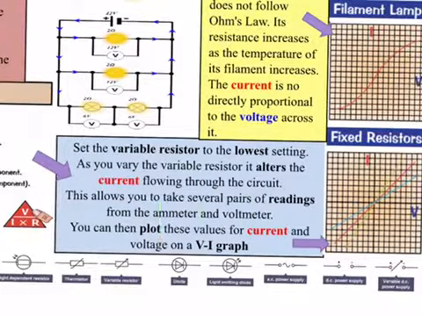This allows you to take several pairs of readings from the ammeter and voltmeter. You can then plot them for current and voltage, like on a VI graph. So usually the voltage is the independent variable. The independent variable is the thing that we're changing, choosing the value. So like I said, we're going up 1, 2, 3, 4, 5, 6, and then we would take those measurements of the current, because that's on the y-axis, your dependent variable, the thing that you're measuring.